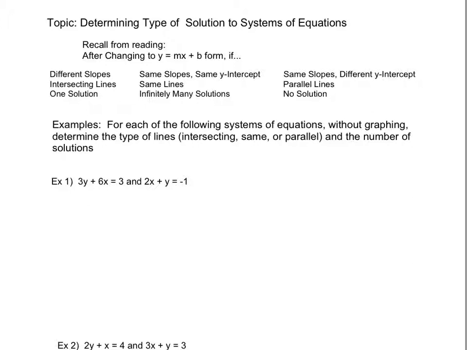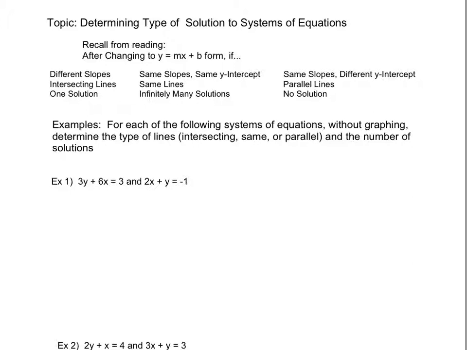In each of these following examples, there are 3 of them, we're going to, without graphing, determine the type of line it is. Is it intersecting? Is it the same line? Is it a parallel line? And then we're going to determine the number of solutions: 1, infinitely many, or none.